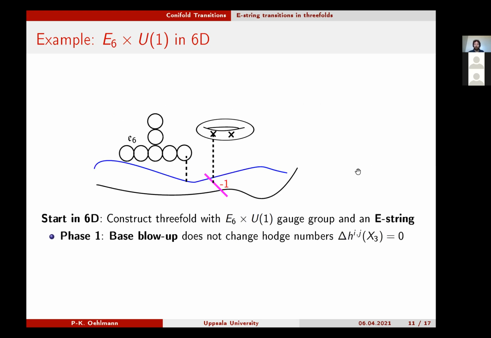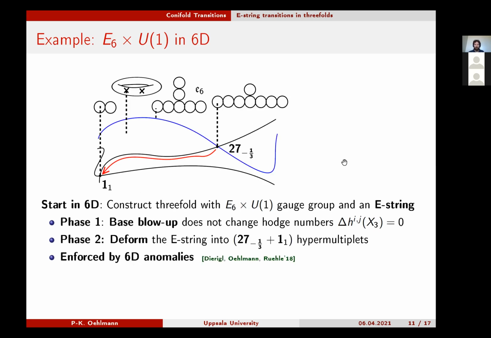Okay, so the first phase that I want to consider is the one where you blow up the base and remove this intersection, and you get a regular fiber here. You can do this. This will not change the Hodge numbers since it sits in the extended scalar cone, just what I said before. So this is the first phase that you can have, and this is like the tensor branch of this theory.